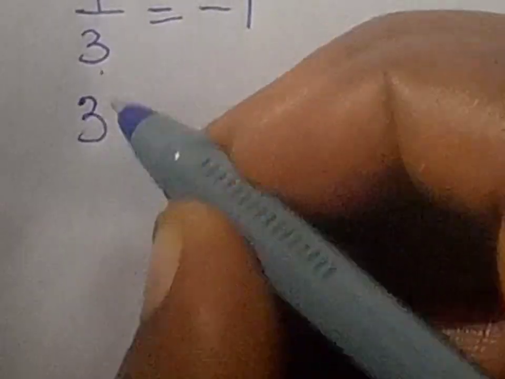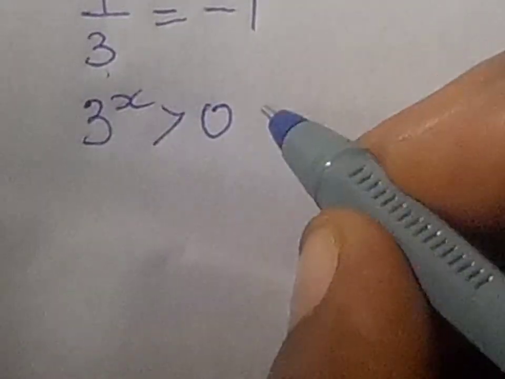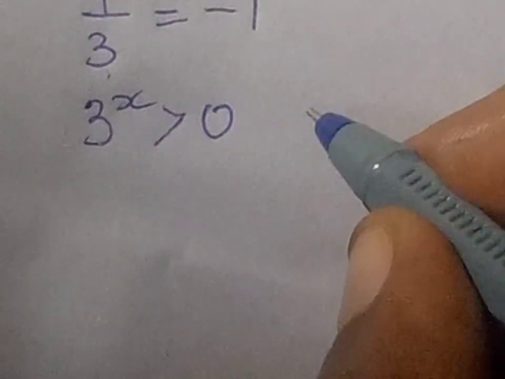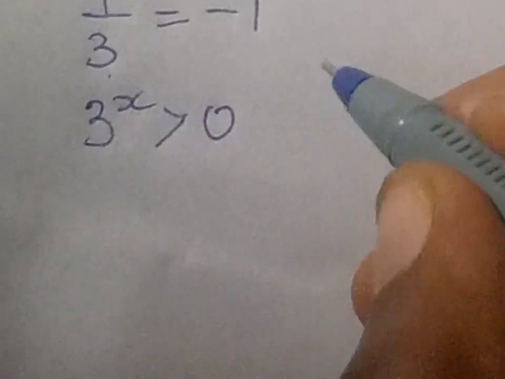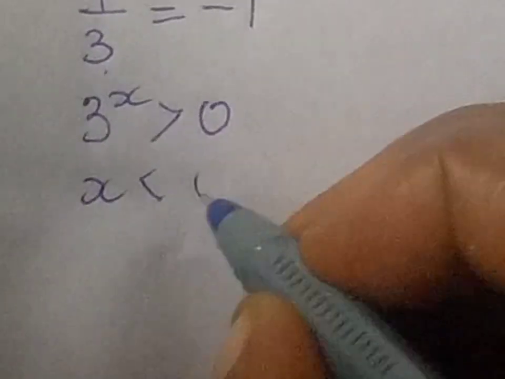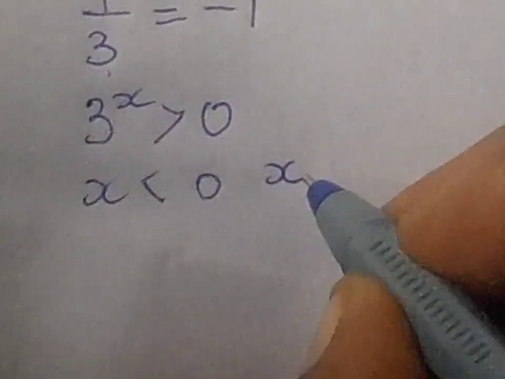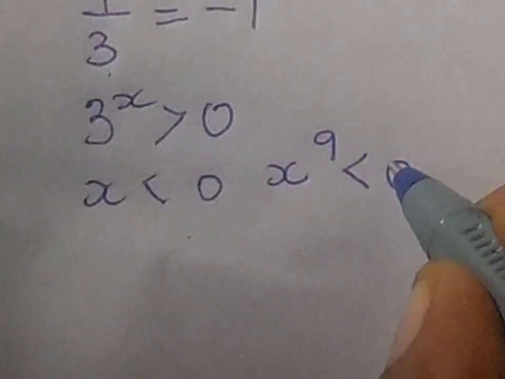Since 3 raised to the power of x is greater than 0 for every real number, that means the right hand side must also be positive. So if x is less than 0, then x raised to the power of 9 must also be less than 0.